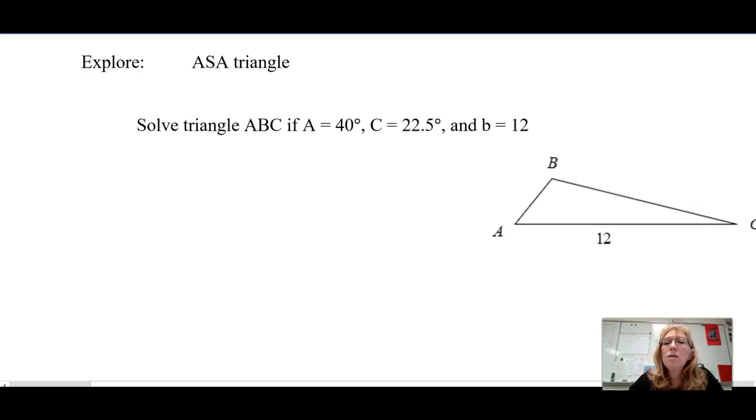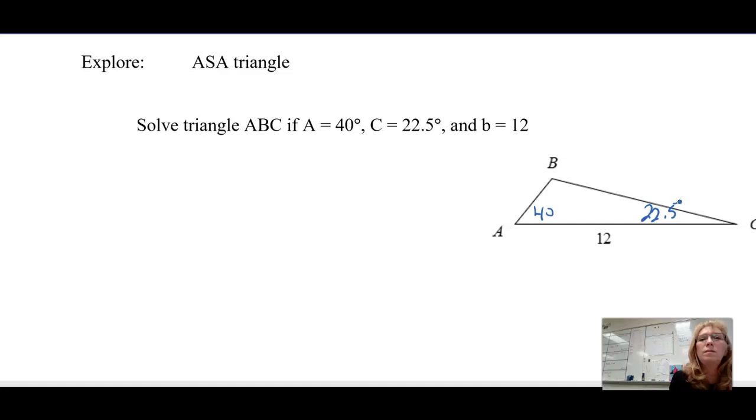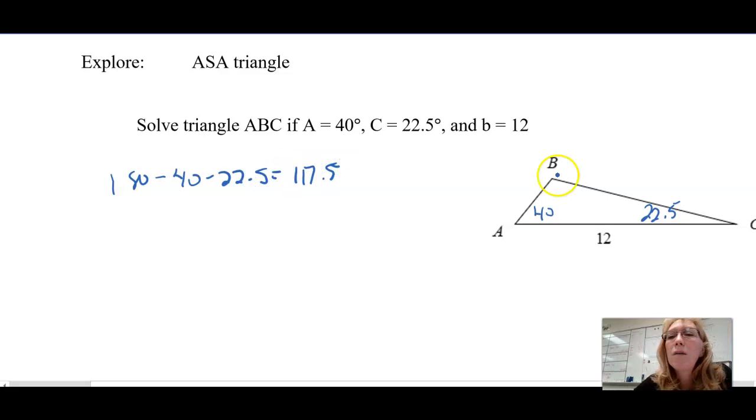All right, try yours. Pause and do this. So you should have written in the 40 for the A, the 22.5 for the C. The first thing you should have calculated was your B, and you should have done that by 180 minus 40 minus 22.5. That's 117.5. So now we have all 3 angles.